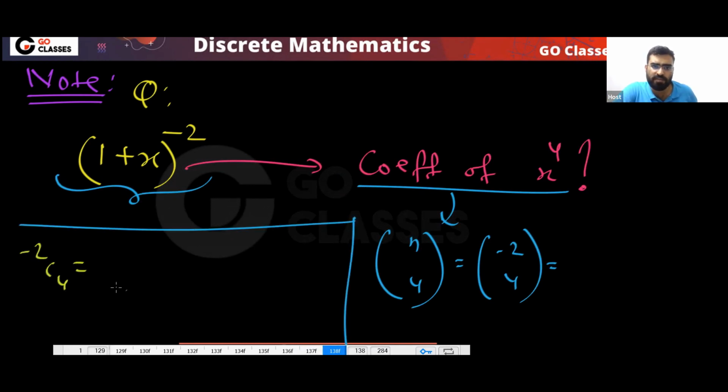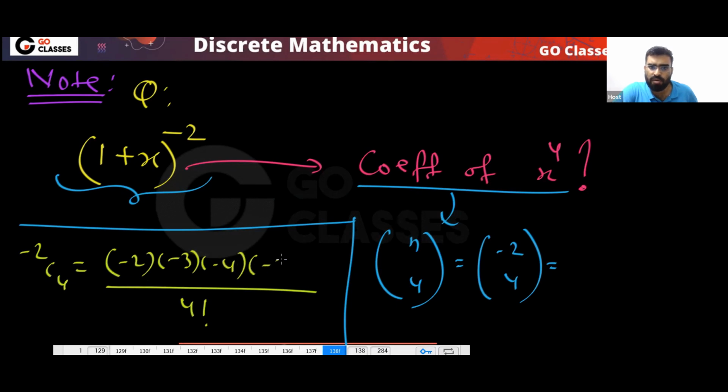Minus 2C4 will be minus 2, minus 3, minus 4, minus 5 over 4 factorial. So what will that be? I think the answer will be 5. So the coefficient of x power 4 will be 5.